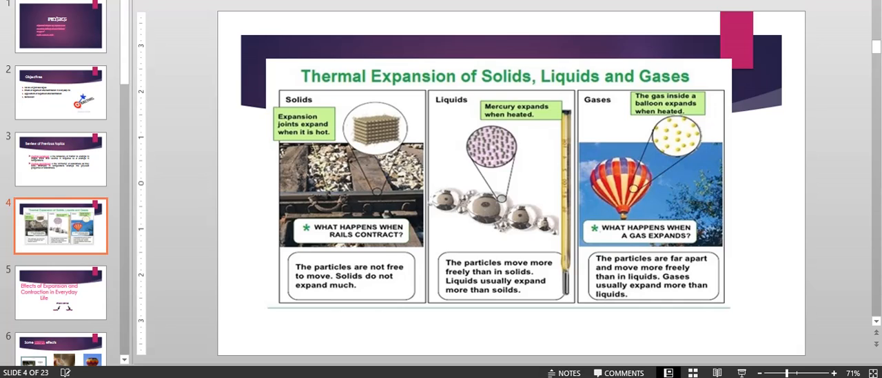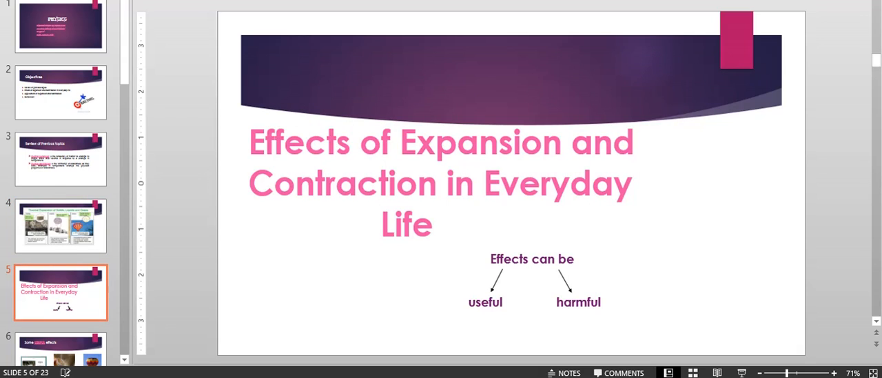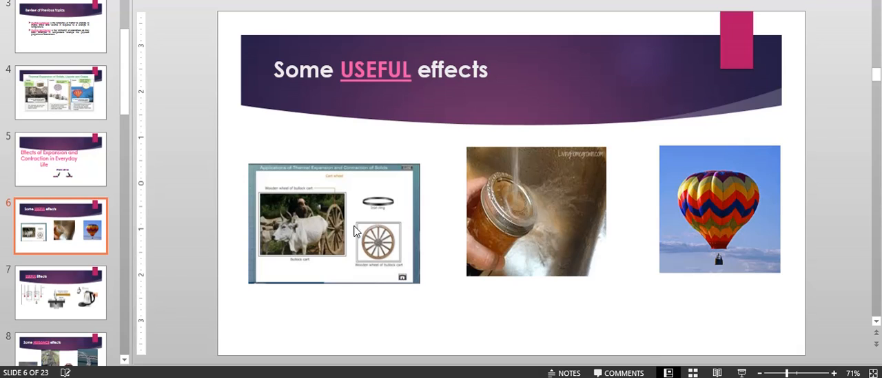Now let's discuss the effects of expansion and contraction in everyday life. We'll be discussing some useful effects of thermal expansion and contraction, some nuisance effects of thermal expansion and contraction, and how we can overcome these harmful effects. So, some useful effects are, as you can see in the first example, this metal frame of a wooden tire can be fixed on this curved wooden tire by using heat, or the tight lid of a jam bottle can be opened by placing it under hot water, or blowing this huge balloon can be done by the effect of thermal expansion.